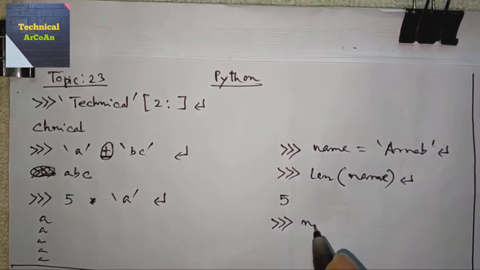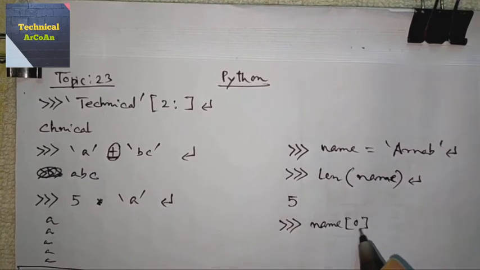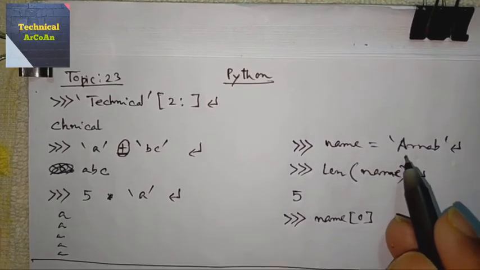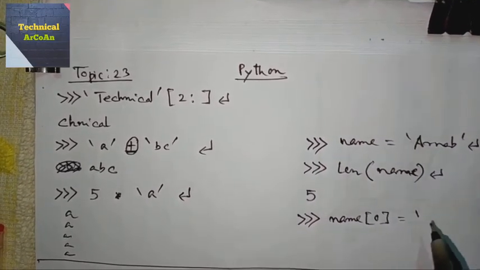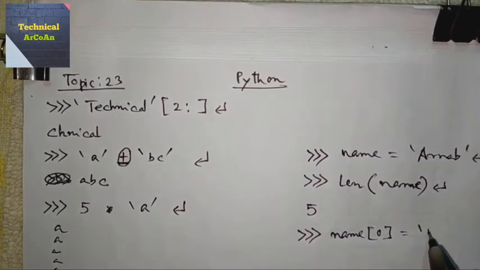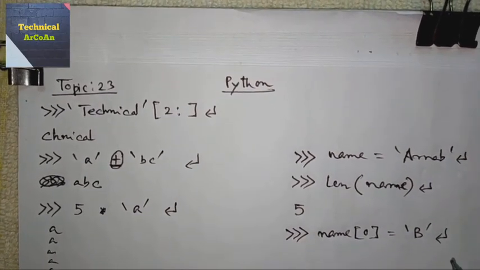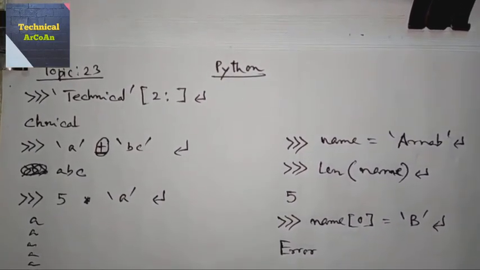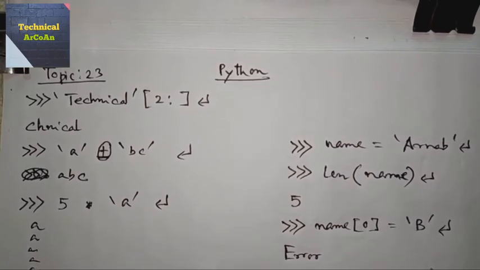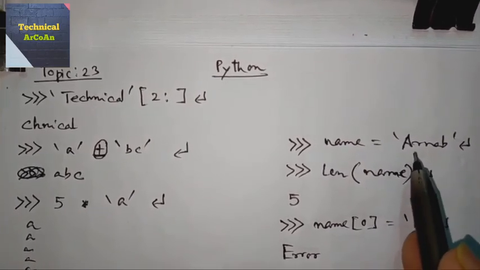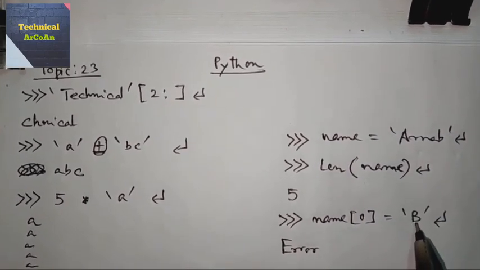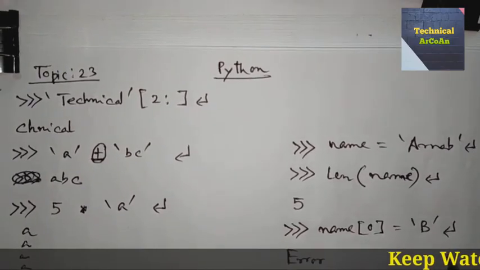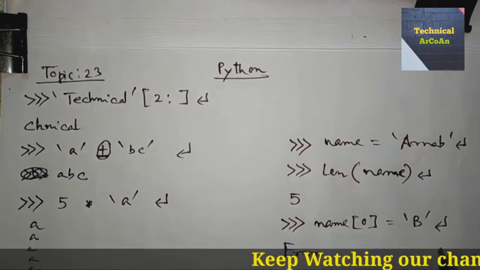Now suppose we do some operation like that. There is a name which contains the string Arnab and we want to put a character in the 0th index, meaning we want to replace A with, suppose, B. Okay. So it will give an error. Why? Because you should remember that a string is immutable in Python, meaning we cannot change the index value. Here we want to change the value at the 0th position, so it is not permissible in Python. Why? Because in Python, a string is immutable.